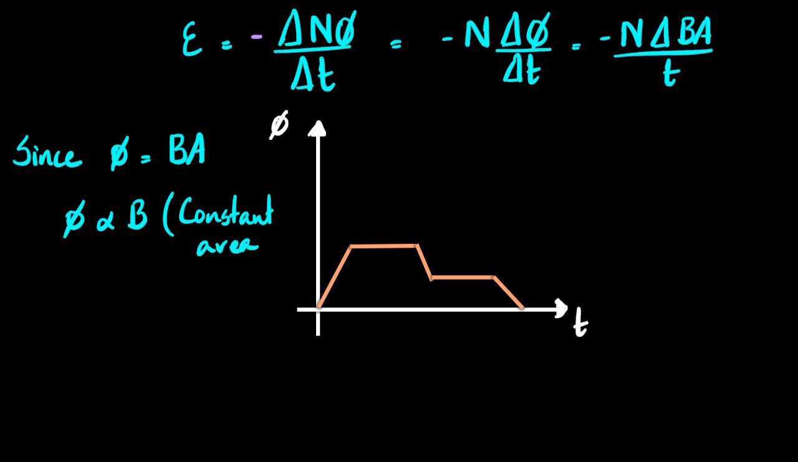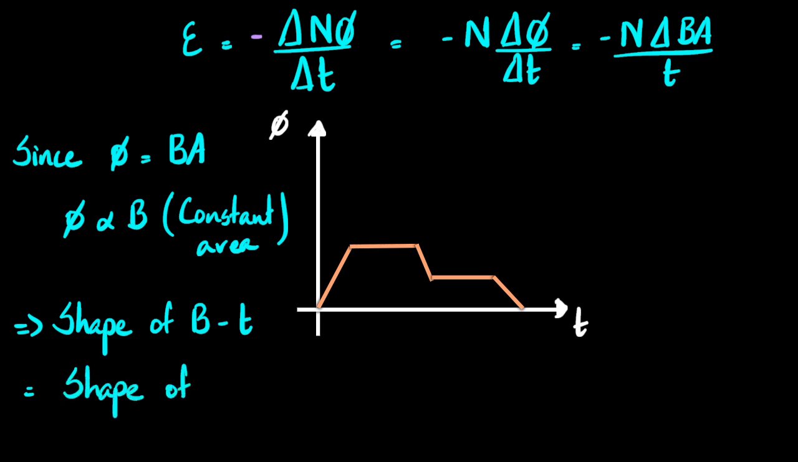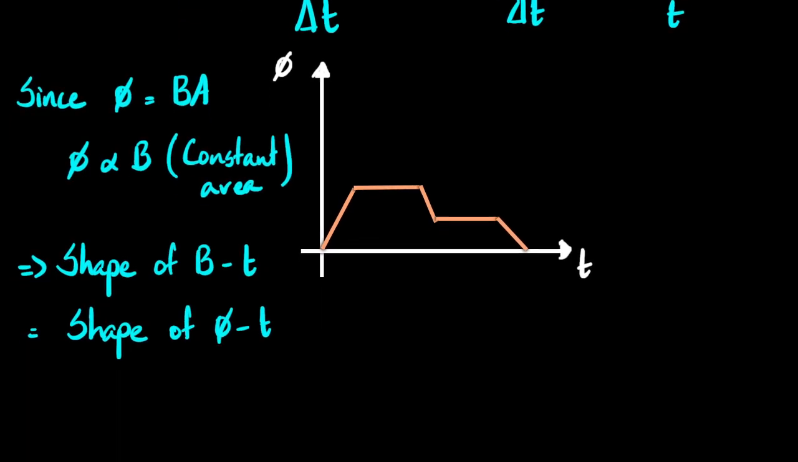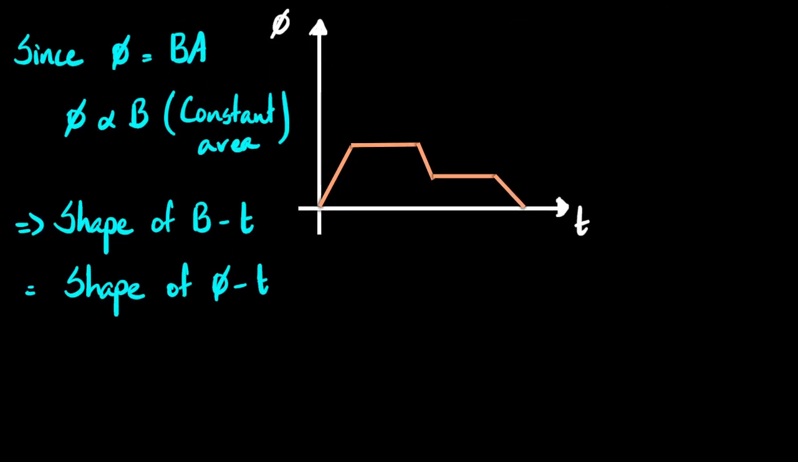So what this implies in terms of graphs is that the shape of a magnetic flux density versus time graph is going to be the same as the shape of a flux versus time graph, right? So they're going to have the same shape. Obviously the actual values would be different because it's being multiplied by A, but the shape would be the same.